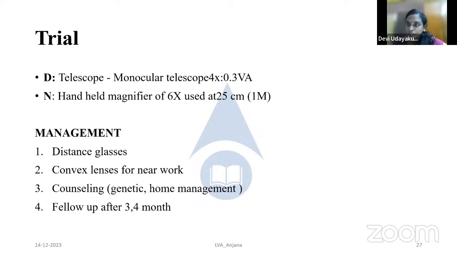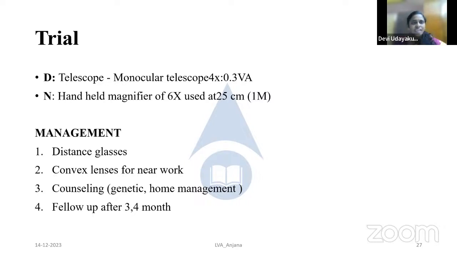Even though the field of vision would be manageable for a person with retinitis pigmentosa, be very careful when you prescribe a monocular telescope, because a telescope, because of its optics, can reduce the field of view. So if you are introducing a monocular telescope for vision enhancement, be very cautious. It can reduce the field of view even more. Just because it improves the line which is read on the chart, don't prescribe.